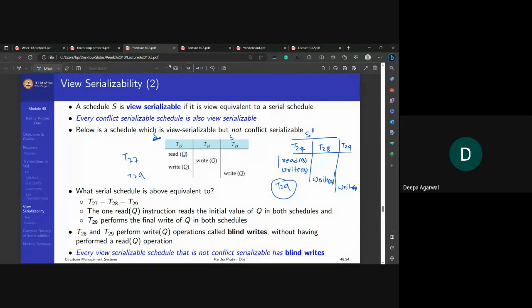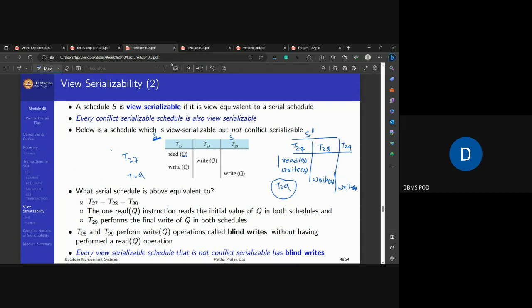Sir, we have to draw the graph first, no? Yes. There are T27, T28, then T29. There is an edge from T27 to T28, T27 to T29, and T28 to T29. And this is T28 to T27. So this is a cyclic graph. So it is not conflict serializable, but it is view serializable.